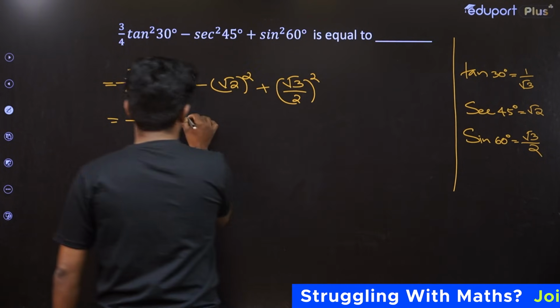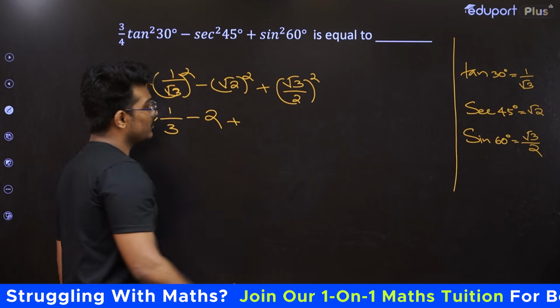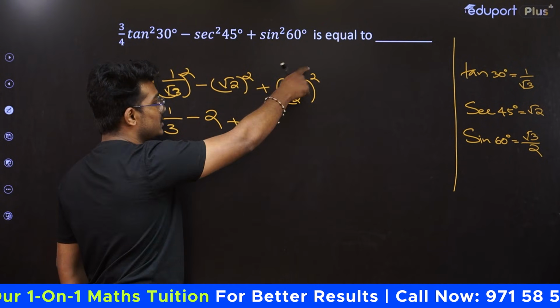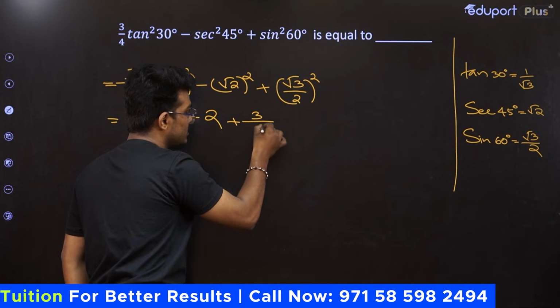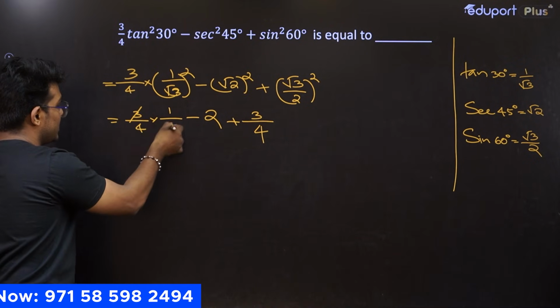Then minus root 3 square is root 2 square is equal to 2 plus root 3 by 2 whole square. What is the value of root 3 by 2 whole square? Root 3 square is 3 and 2 square is 4. Okay, we can cancel the 3 and 3 here.